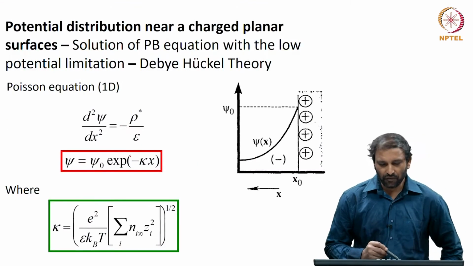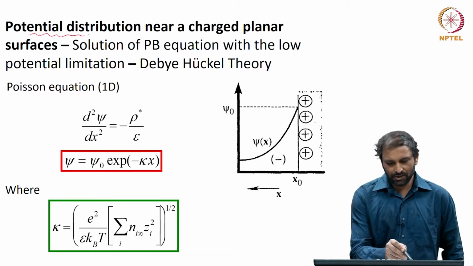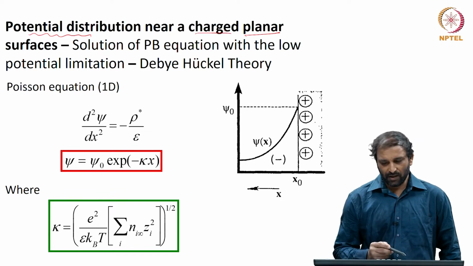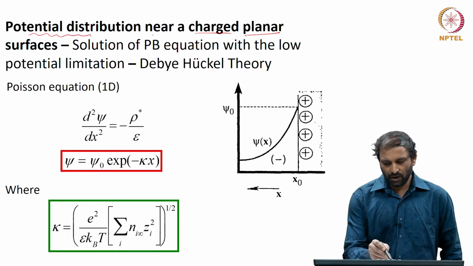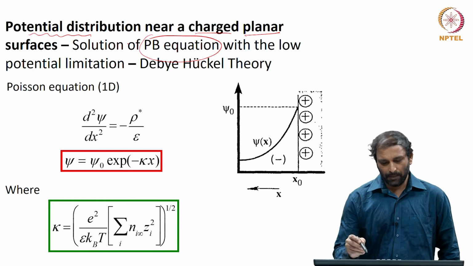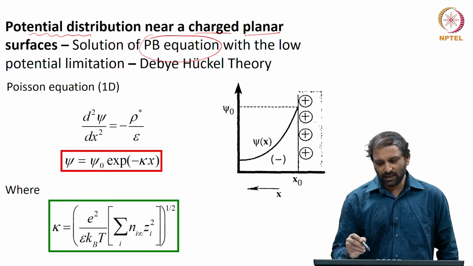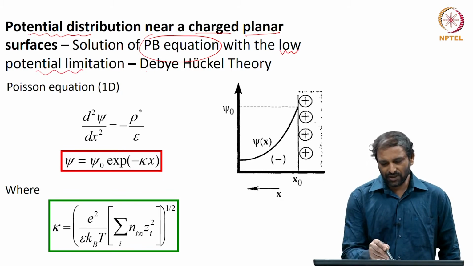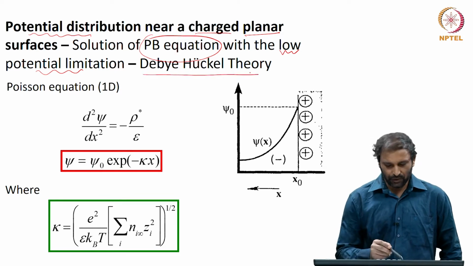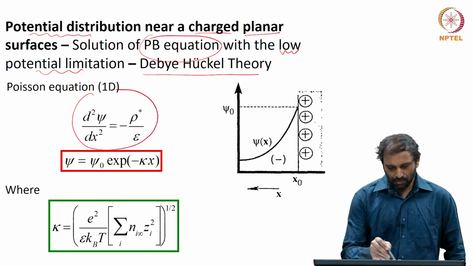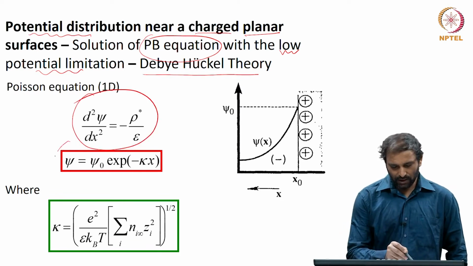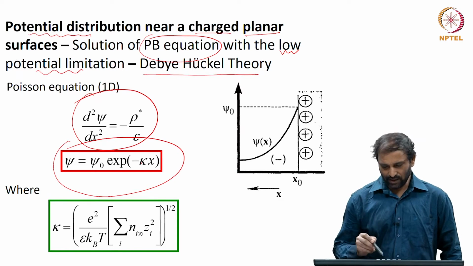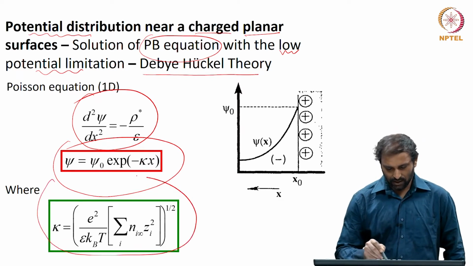So what we have done so far is to look at potential distribution near a planar charged surface. In that context, we have looked at the solution of the Poisson-Boltzmann equation. However, with the limitation that we are only considering the low potential case, which is called Debye-Hückel theory, in which we started off with the one dimensional Poisson-Boltzmann equation, and then we showed that psi essentially goes as psi naught exponent minus kappa x, where kappa is given by this particular expression.